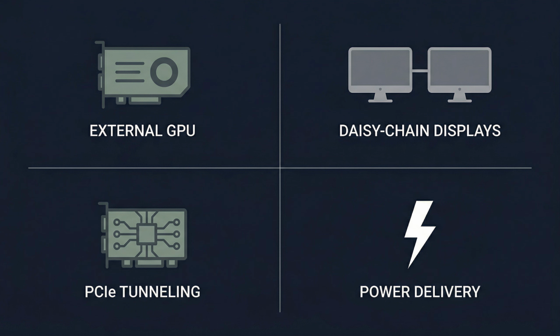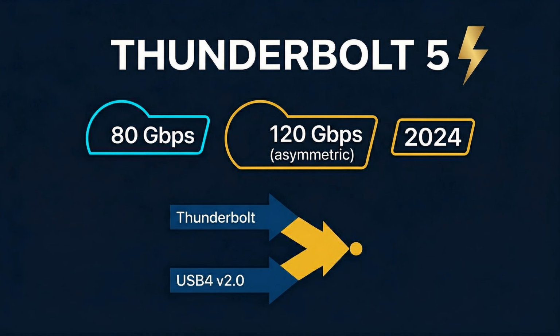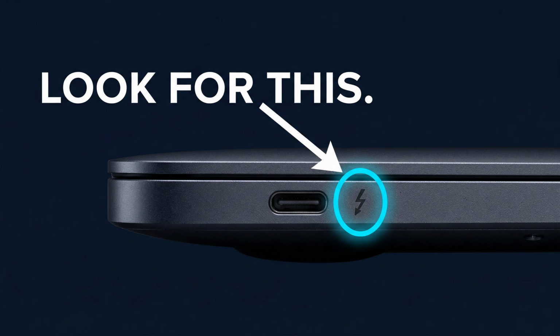That's the real magic. Thunderbolt 5, launched in 2024, pushes 80 gigabits, up to 120 in asymmetric mode. Same numbers as USB 4 version 2.0. They're converging. The only way to tell them apart? That tiny lightning bolt symbol next to the port. If it's there, you've got Thunderbolt.